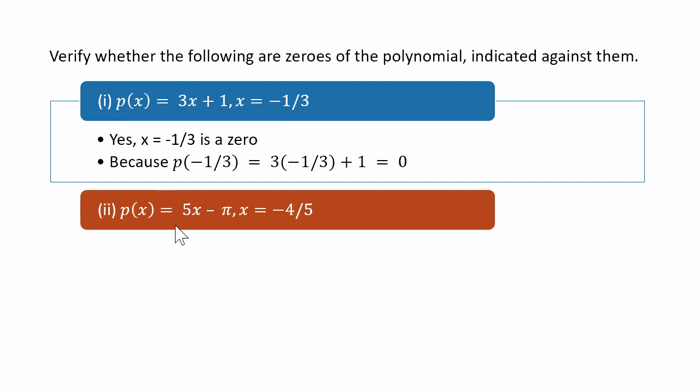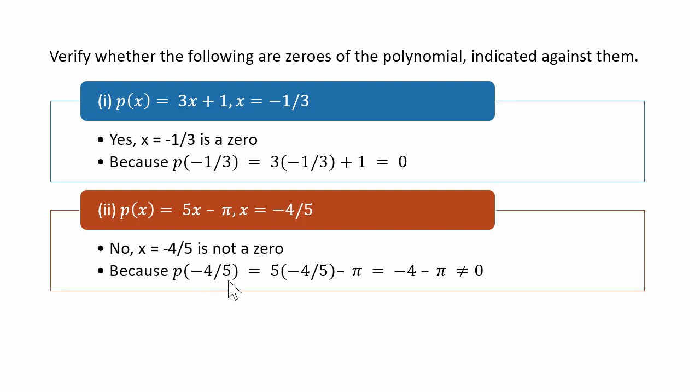In the second example, the polynomial is 5x minus pi, and the value to check is minus 4 by 5. When you substitute minus 4 by 5, you get minus 4 minus pi, and this is not 0. Pi is something like 3.14 plus, and it's an irrational number, whereas 4 is 4, and both of them are negative, so it's not equal to 0. Since it's not equal to 0, we say no, x equals minus 4 by 5 is not a zero of this polynomial p of x, which is 5x minus pi.